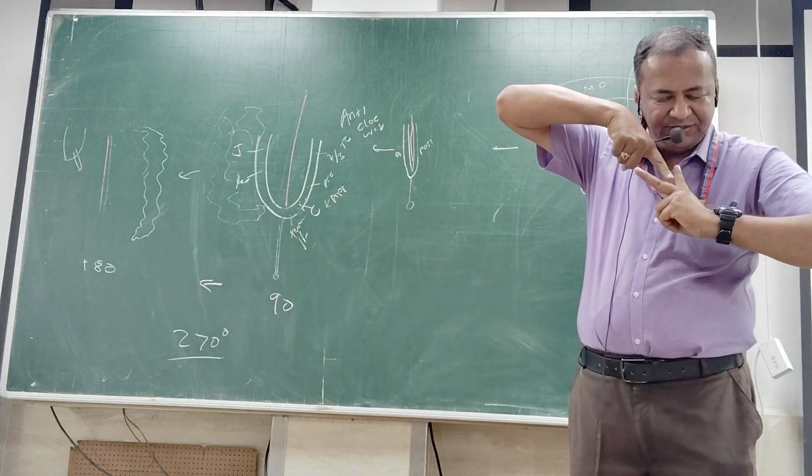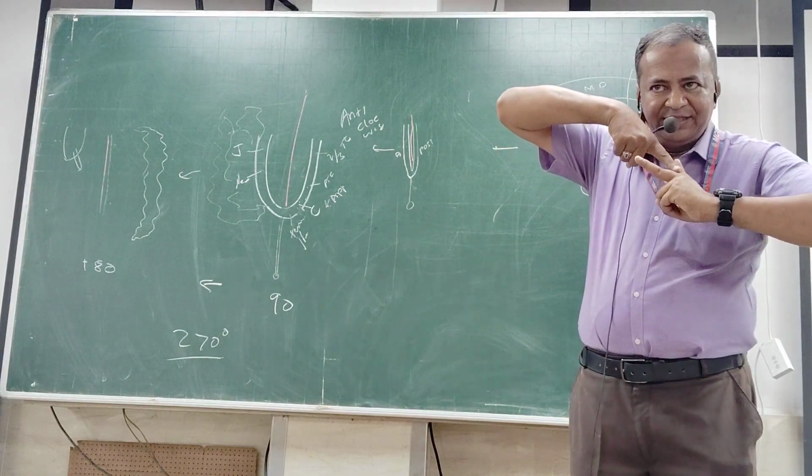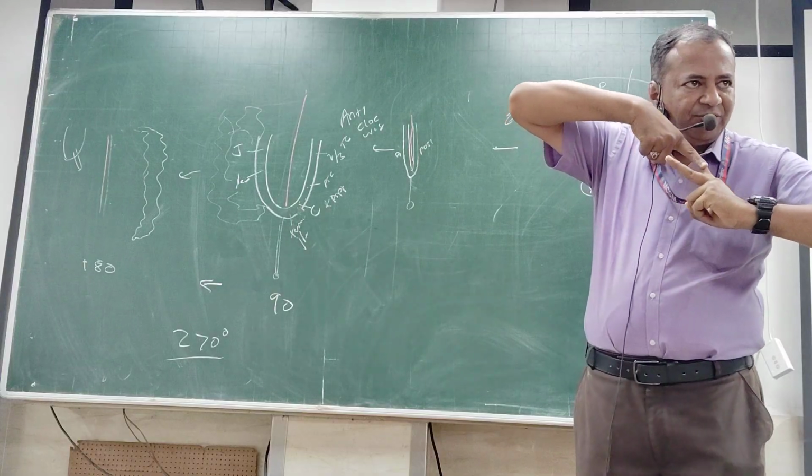So you can show it like this also. Pre-arterial comes on the right, post on the left.